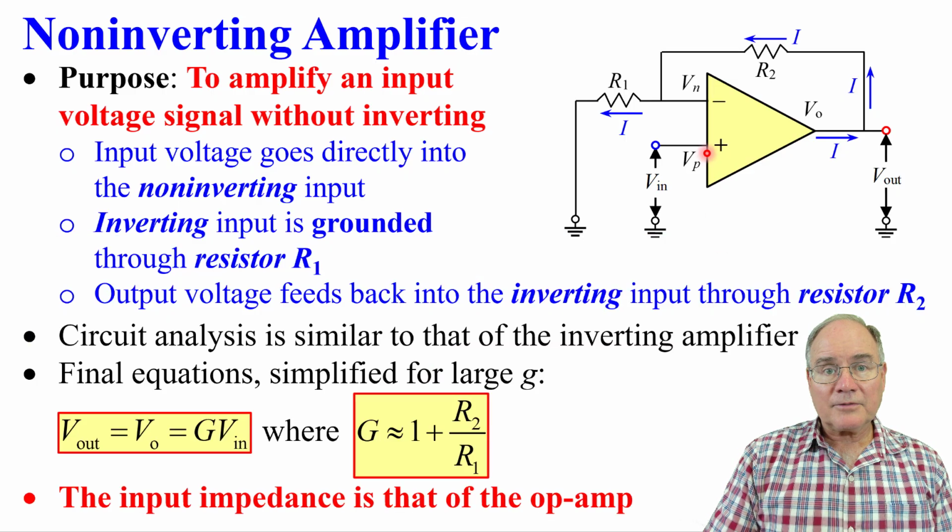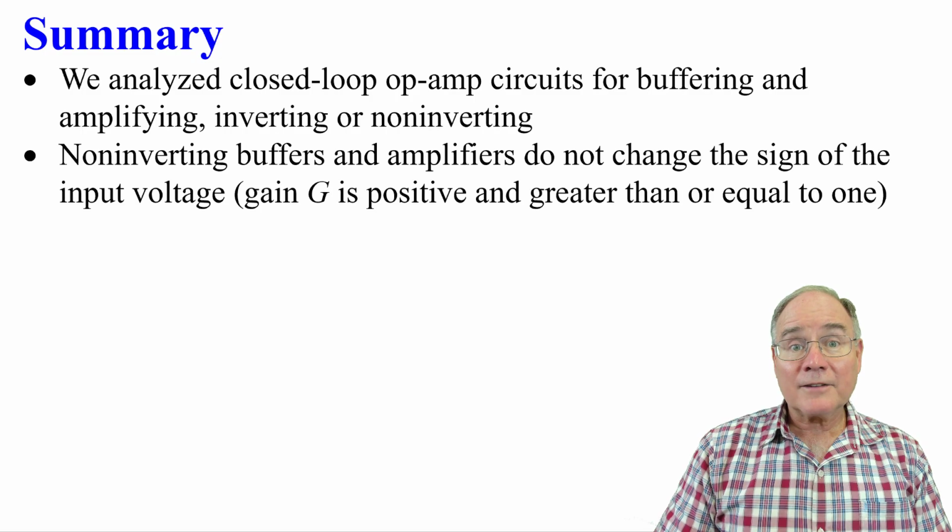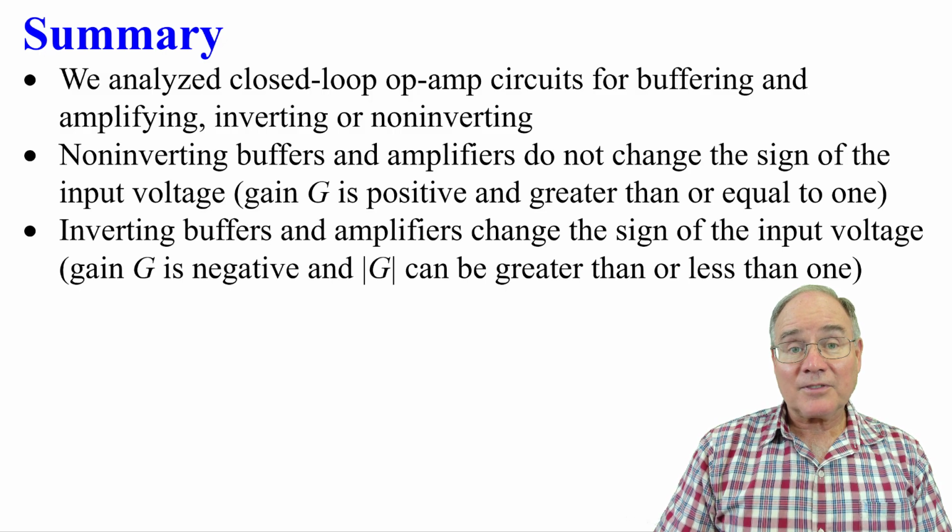Here, as with the buffer, input impedance is that of the op-amp, since Vin goes directly into VP. In summary, we analyze closed-loop op-amp circuits for buffering and amplifying, and either inverting or non-inverting. Non-inverting buffers and amplifiers do not change the sign of the input voltage, so the gain is positive. Inverting buffers and amplifiers change the sign of the input voltage, so G is negative.